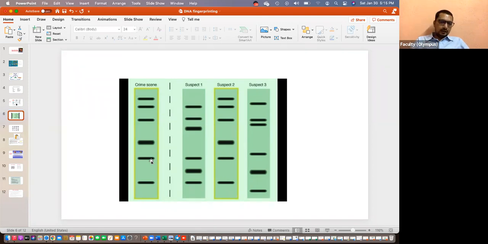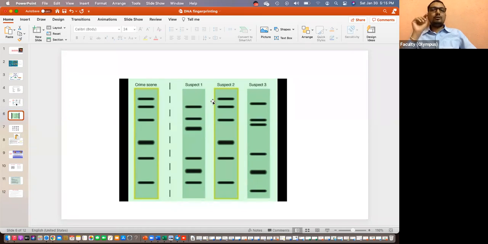So we can definitely use DNA fingerprinting as evidence for solving crimes. Any well-known cases for this? I think I was telling you about Rajiv Gandhi's assassination case. Rajiv Gandhi was killed by a human bomb belonging to LTTE, correct? But that person actually killed Rajiv Gandhi.